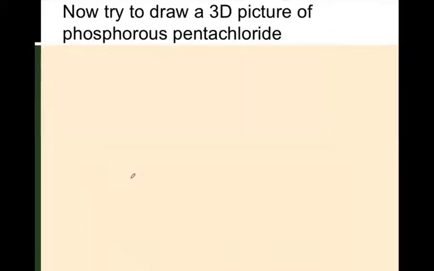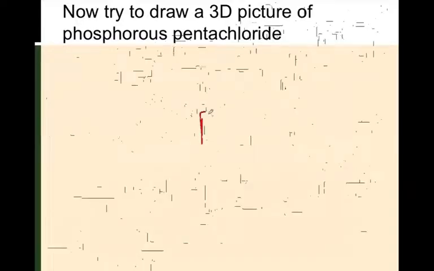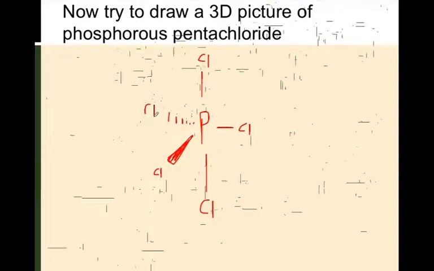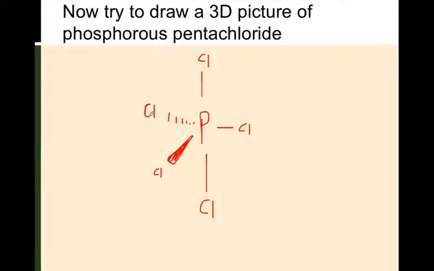I tried to draw a 3D picture of phosphorus pentachloride. So phosphorus in the middle, chlorine at the top, chlorine at the bottom, because it's got a trigonal bipyramidal structure, because it's got 5 electron domains. So this dashed wedge here means it's going into the page, and this filled in wedge means it's coming out of the page.